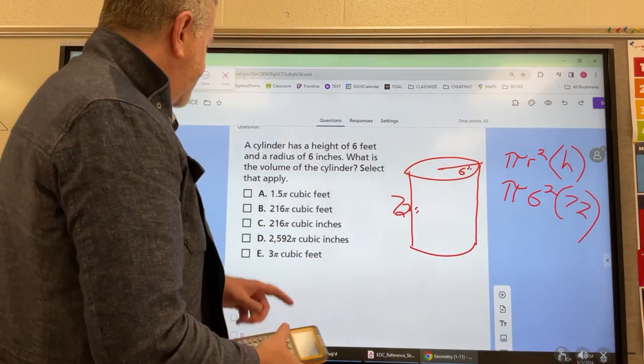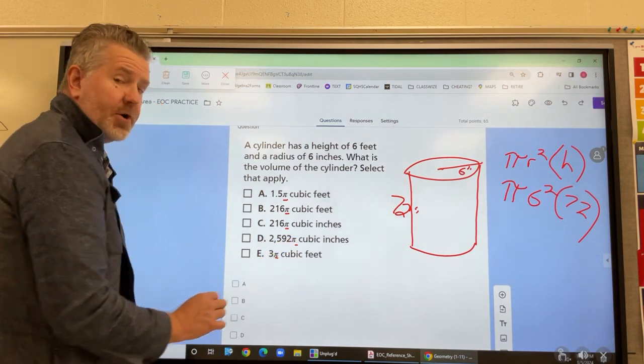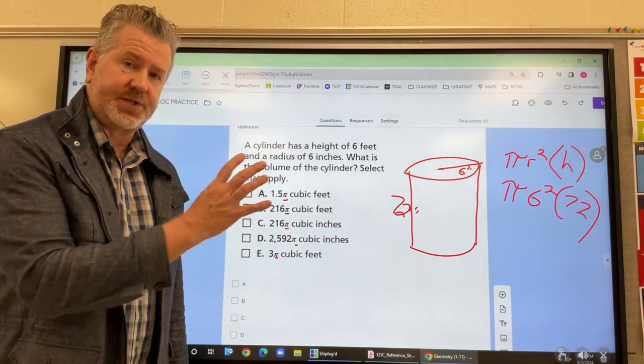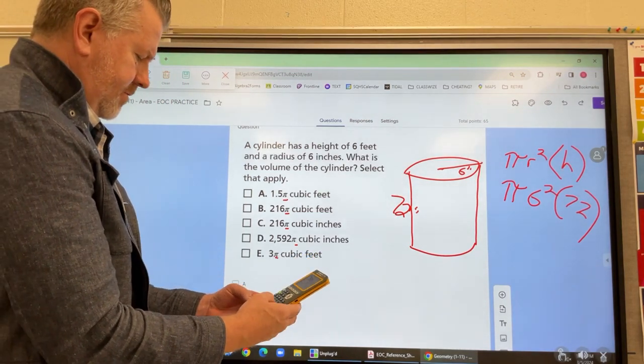So notice how, by the way, all the answers have pi in them. That means we're not going to multiply by pi. We're going to leave it alone and just deal with our numbers. All right, so we're just going to do 36.